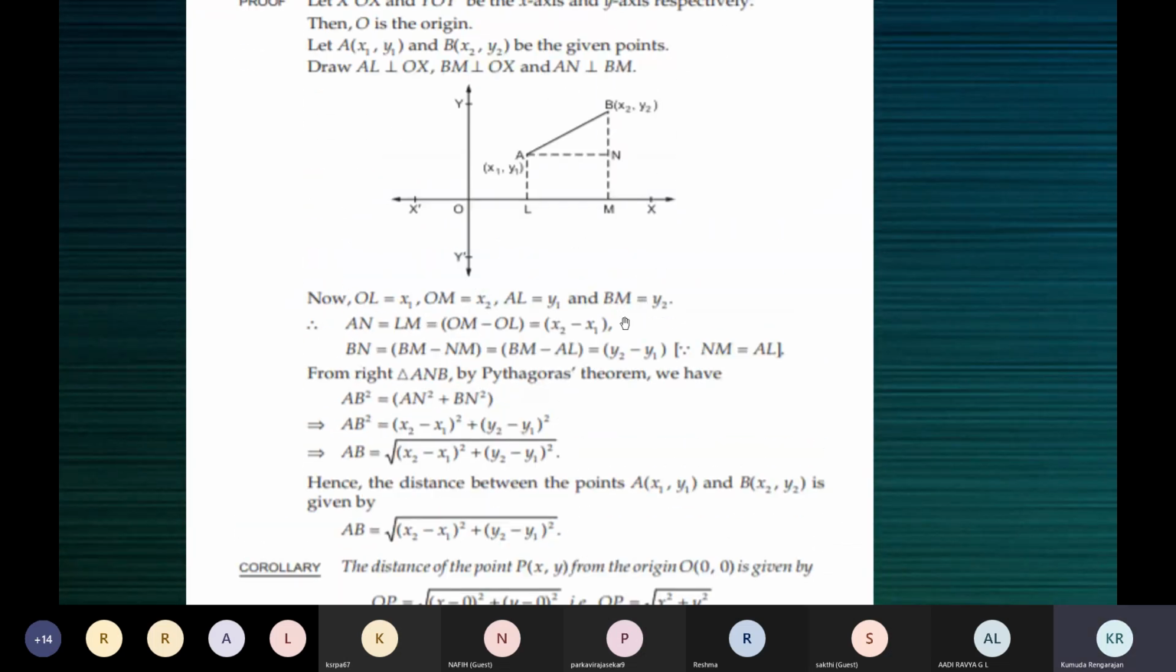So now use Pythagoras theorem. Having found AN and BN, how do you know what to find? You should understand that we're using Pythagoras theorem to find the length of the line segment AB, which means you need to know the lengths of AN and BN. So that is the preparation. Before you use Pythagoras theorem, we find AN, we find BN.